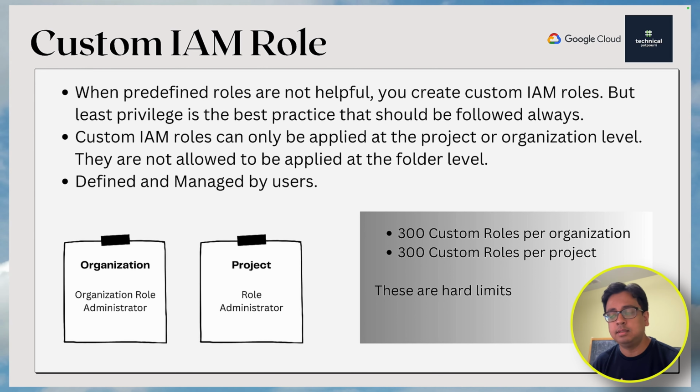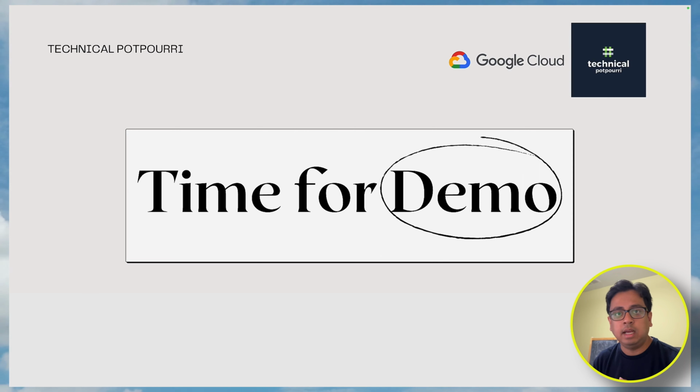And there are some limits: you can create 300 custom roles per organization, and you can create 300 custom roles per project. And these are hard limits, so these limits cannot be increased. This is also something that you need to understand if you're going for a certification. Okay, so I have explained basic role, I have explained predefined role, I have explained the custom IAM role. So with that, it's time for a demo. Let's go and see these types of roles in Google Cloud. Excited? Let's jump in.